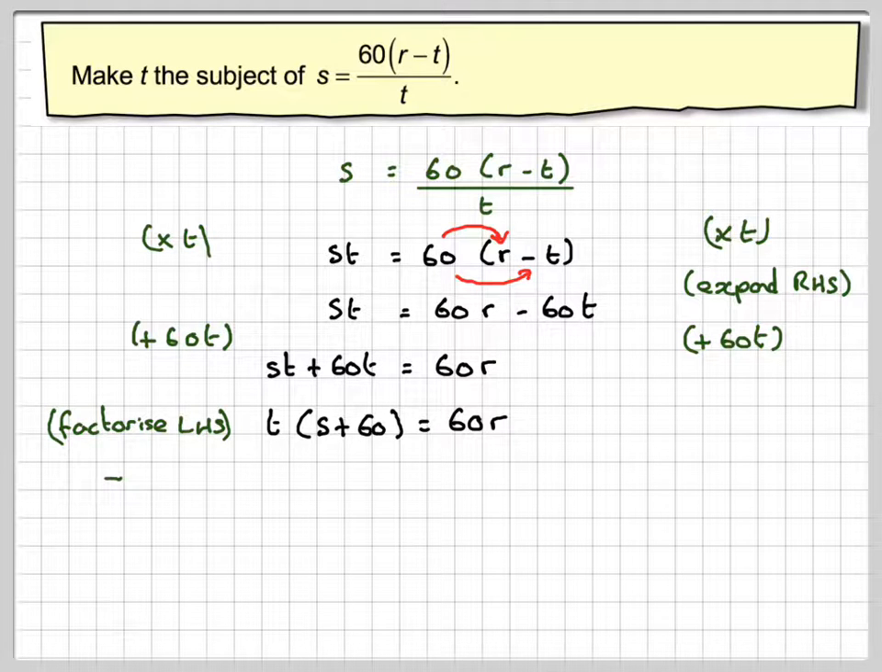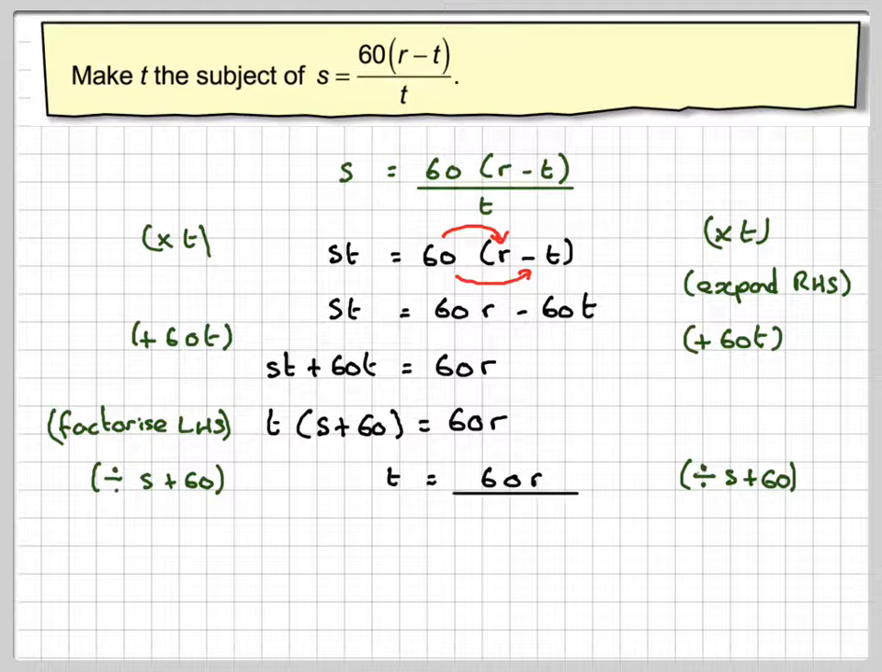And the final step will be to divide both sides by s plus 60, because this is multiplied here. So you're going to get t is 60r divided by s plus 60. Avoid the temptation of trying to simplify these two 60s. You cannot do that because this is a combined denominator of s plus 60, not 60.